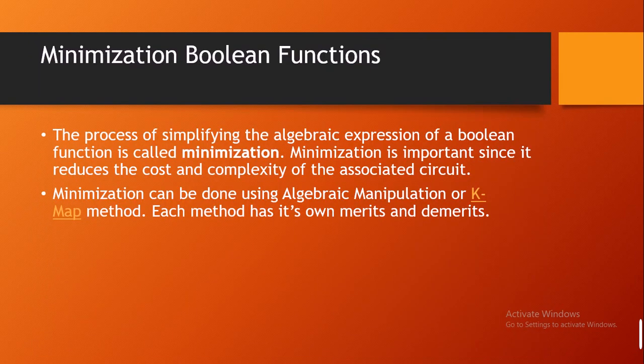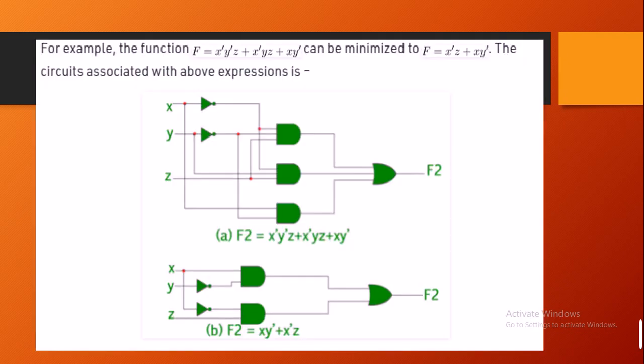Then comes minimization of Boolean functions. The process of simplifying the arithmetic expression of a Boolean function is called minimization. Minimization is important since it reduces the cost and complexity of the associated circuit. Minimization can be done by using arithmetic manipulation or K-map. K-map is also a very important topic, and one question always comes in the exam: each method has its own merits and demerits. So this is the K-map.